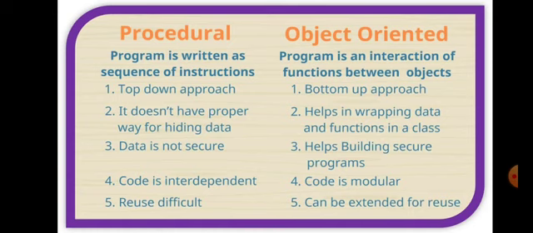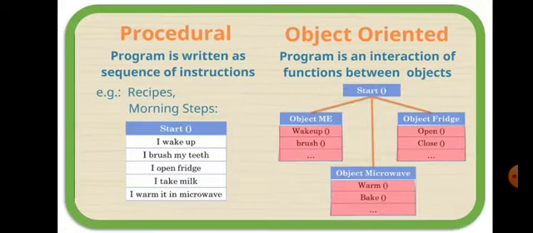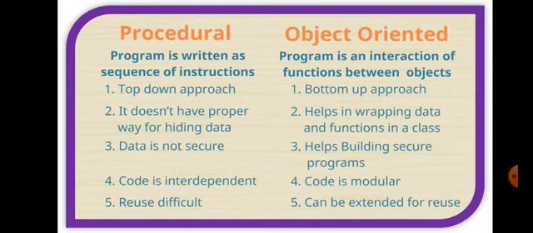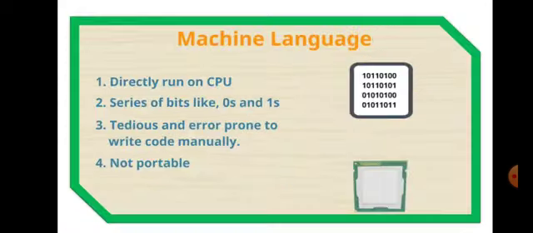Number 5, can be extended for reuse. So reusability of code is always possible. As in the previous example here, these three objects can make use of the functions that are available, so they don't have to write the code again and again. They can easily reuse the code. Hope you have understood procedural and object oriented language.